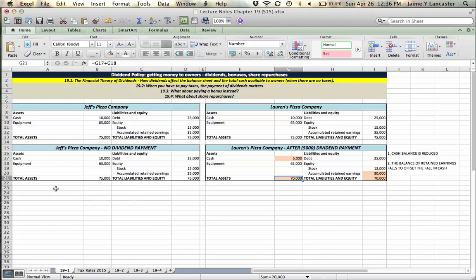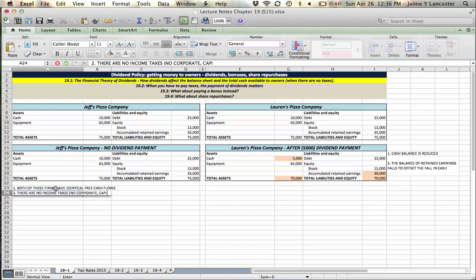So there's a couple of things that I want to point out, or one that I mentioned earlier. One is that both of these firms have identical free cash flows, meaning that the amount of money they make from operations are equal. Second is that we are going to assume that there are no income taxes, no corporate taxes, capital gains, or dividend taxes. Okay.